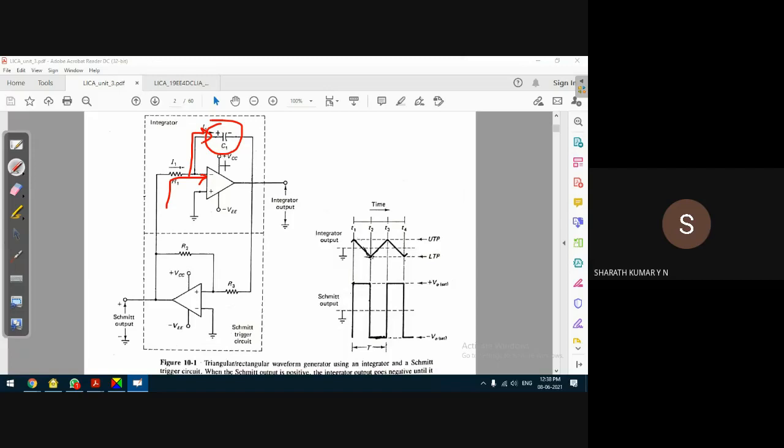So because of the capacitor, the circuit acts as an integrator circuit. The capacitor in the feedback and the resistor at the input stage will generate the integration action. Whatever input signal we apply, the circuit will generate an integration of the input signal. For example, if a square pulse is applied, the output of the integrator is a triangular pulse. That's what it is.